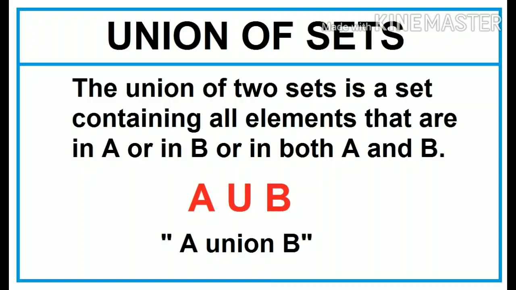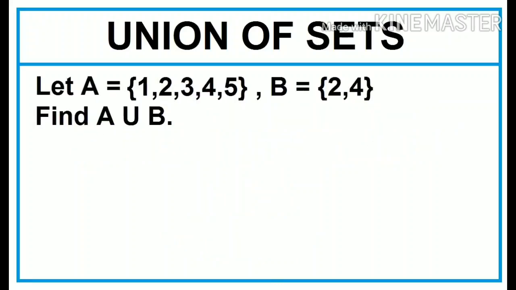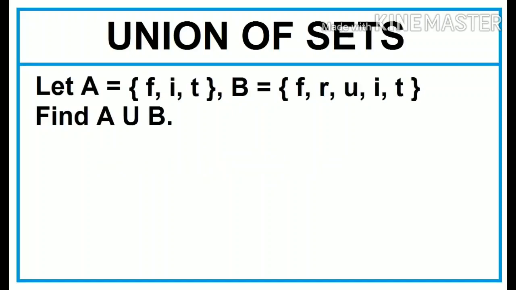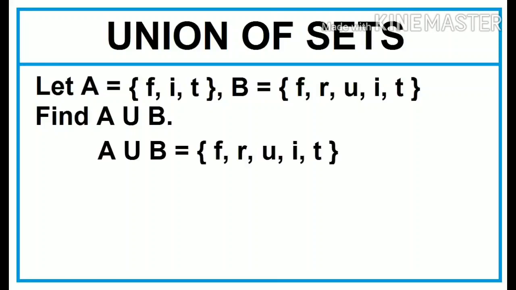Next we go for an example. Let's take an example. A is equal to {1, 2, 3, 4, 5} and B is the set containing 2 and 4. A union B is equal to {1, 2, 3, 4, 5}. All the elements in A and B without repetition. Next, take another example. A is equal to FIT and B is equal to FRUIT. A union B is equal to FRUIT.